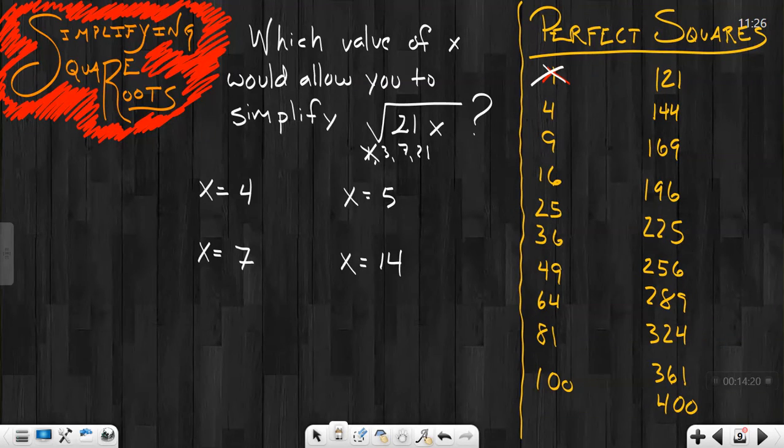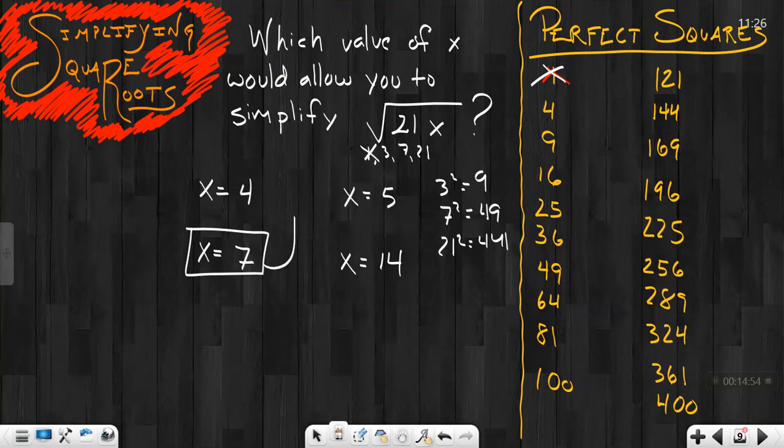But if I could find a partner inside x that would partner up with either the 3, the 7, or the 21, we would get either 3 squared inside, or a 7 squared inside, or a 21 squared inside. All of those are perfect square numbers, because that's how you end up getting a perfect square, is by squaring a number, right? So in this case, I'm looking for a value of x that will share a factor with 21. Well, if we look down here, 7 is one of those right here. All right? It matches perfectly.